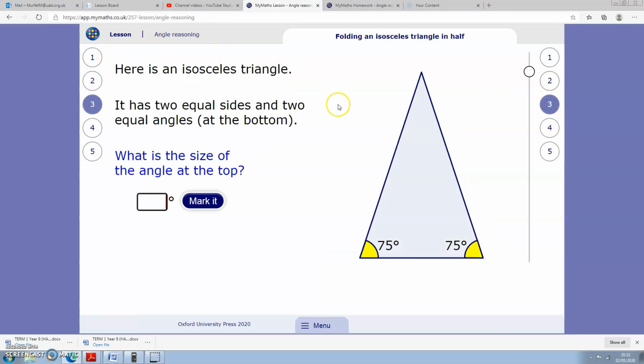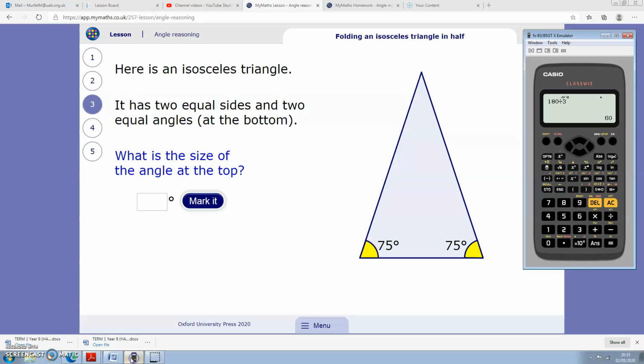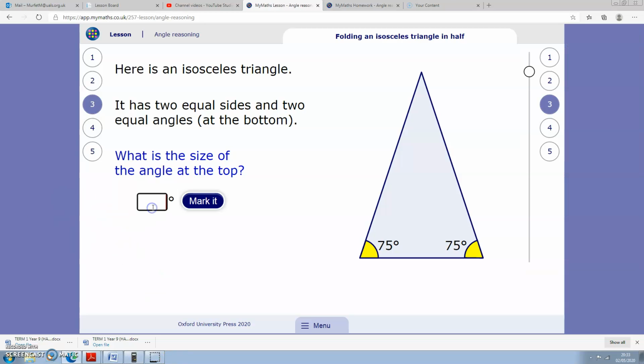3. Here's an isosceles triangle, so these 2 sides are the same. So again, normally written in the exam format, it would have 2 little lines through the side. What size is the top angle? So again, knowing that the sum of the 3 angles is going to add up to 180, we've got 75 plus 75 equals 150. So we've got 180 take away 150. So the top angle is going to be 30 degrees.